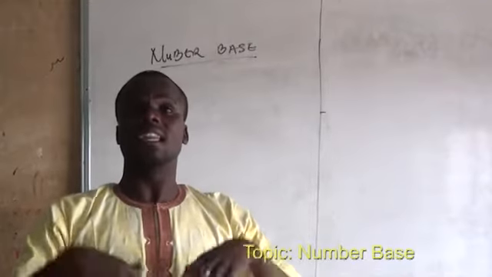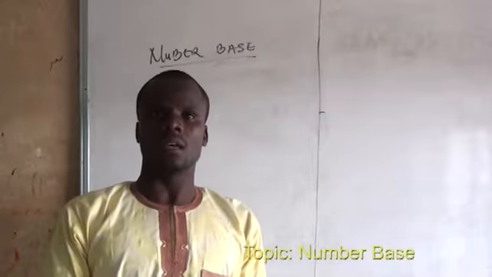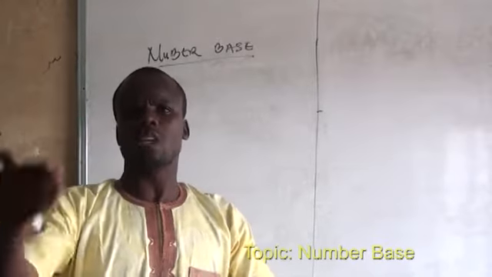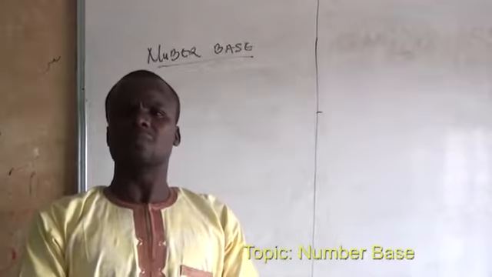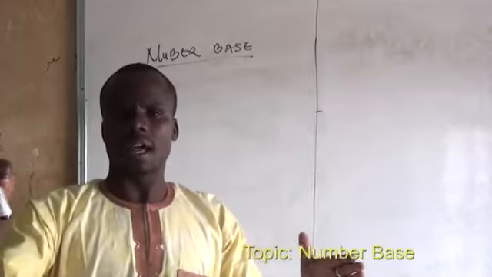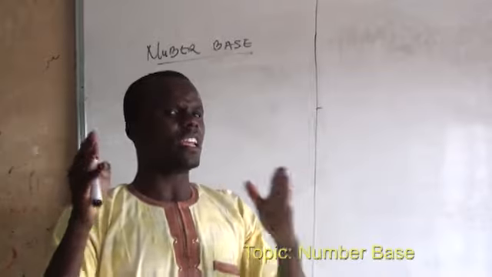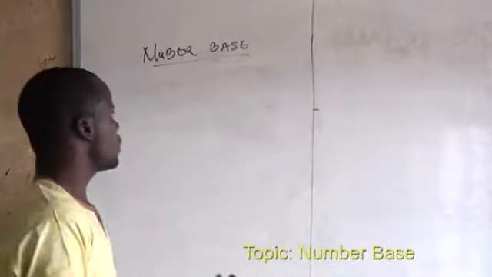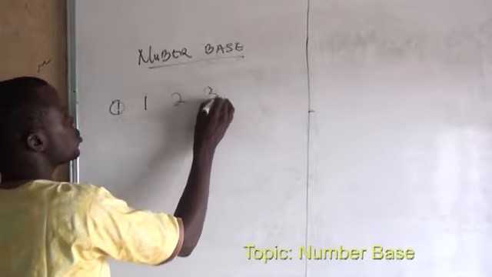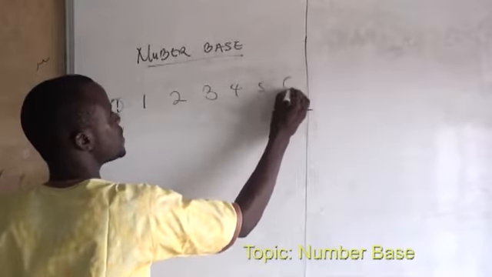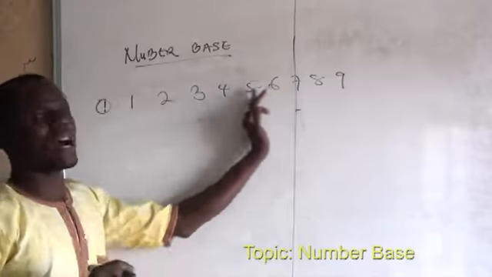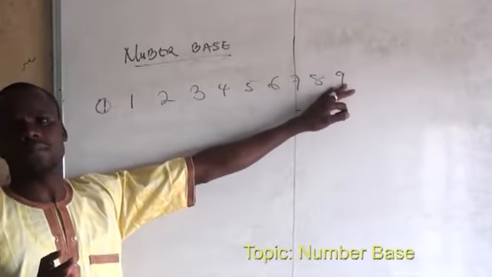Before we start counting in binary, that is in base 10, all the numbers that we have are from 0 to 9. In every mathematics, a number is from 0 to 9. We don't have 10 as a digit. Like when we write 0, 1, 2, 3, 4, 5, 6, 7, 8, and 9. These are the numbers that we have in mathematics.